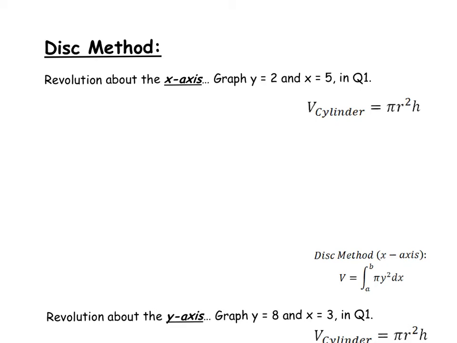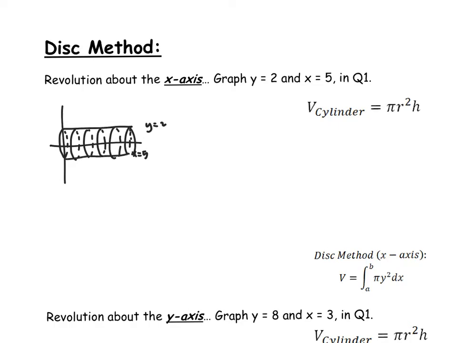Quick sketch of y equals 2, x equals 5, in quadrant 1. Here's x equals 5, and y equals 2. Okay, there's y equals 2. If we were to revolve this function, y equals 2, about the x-axis, we would see that we would get a cylinder formed. Okay, so as we form this cylinder, we can think of this geometrically and then using calculus.